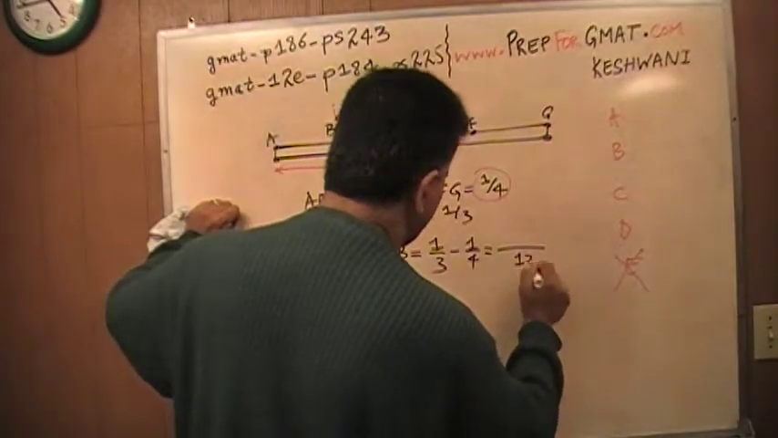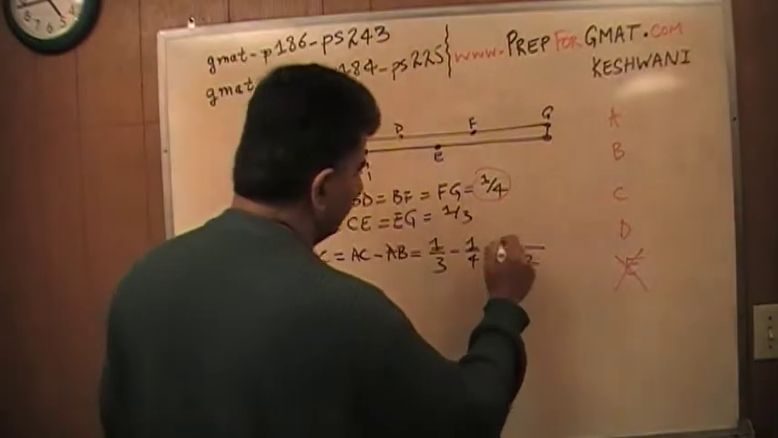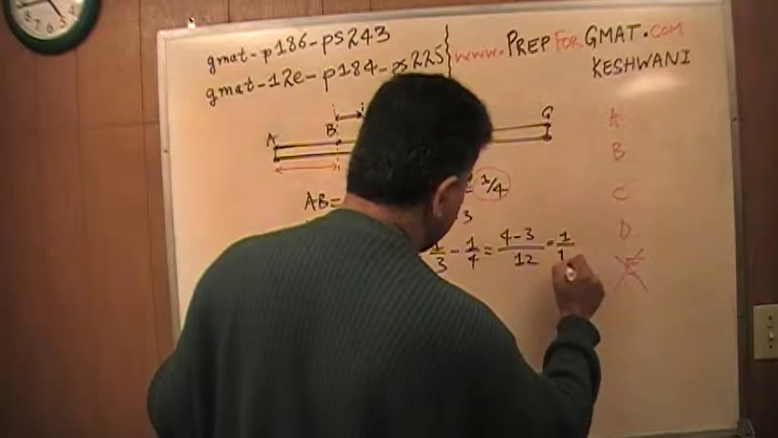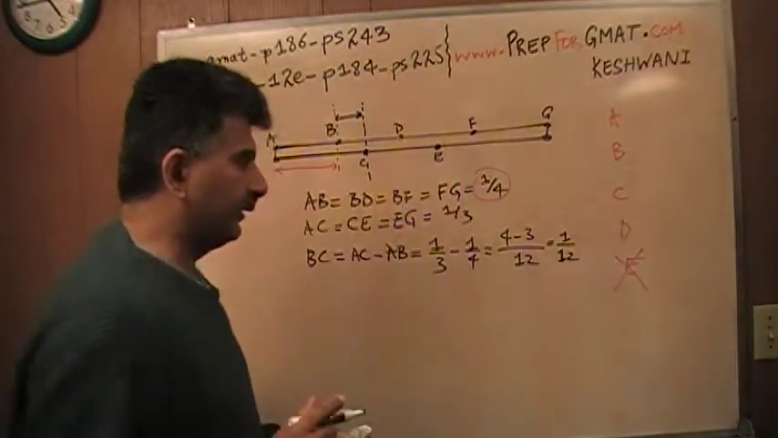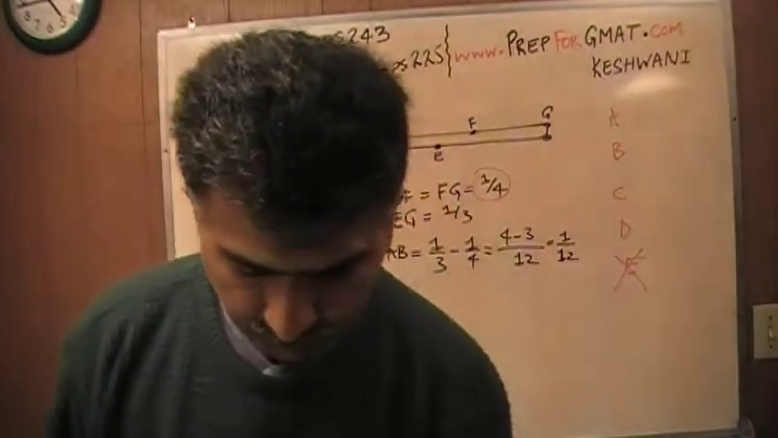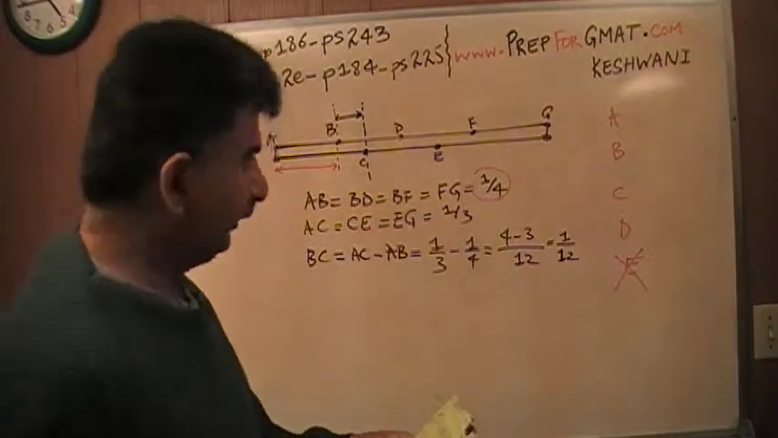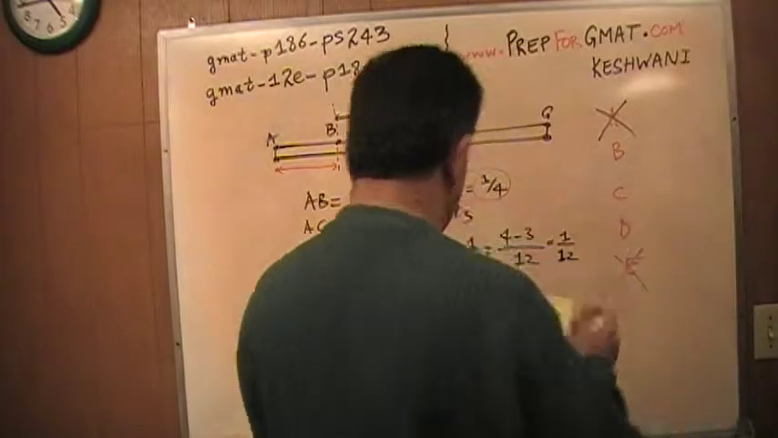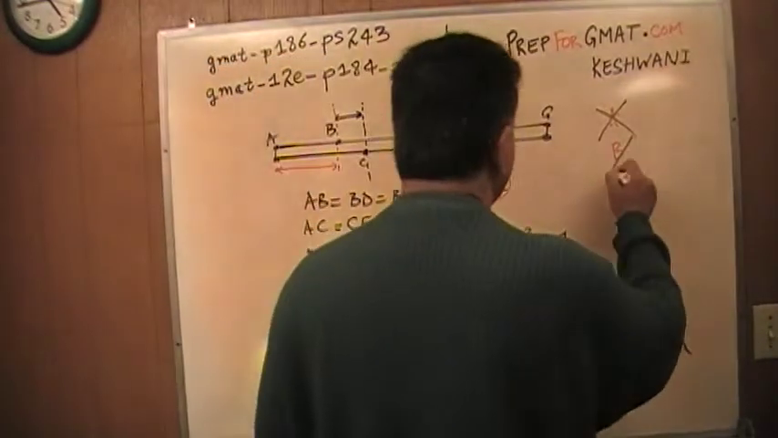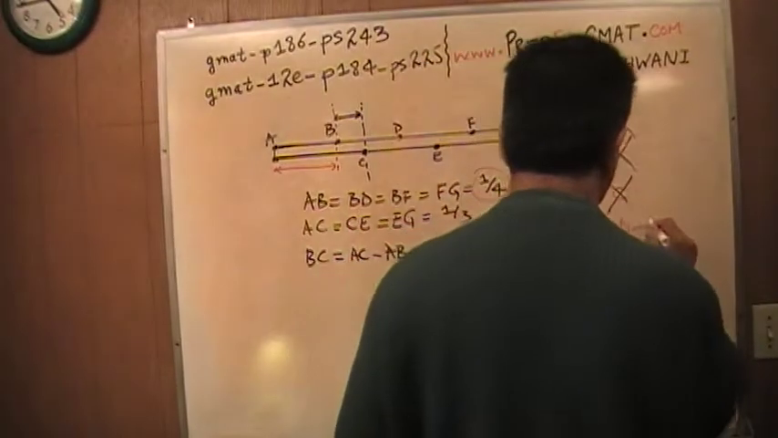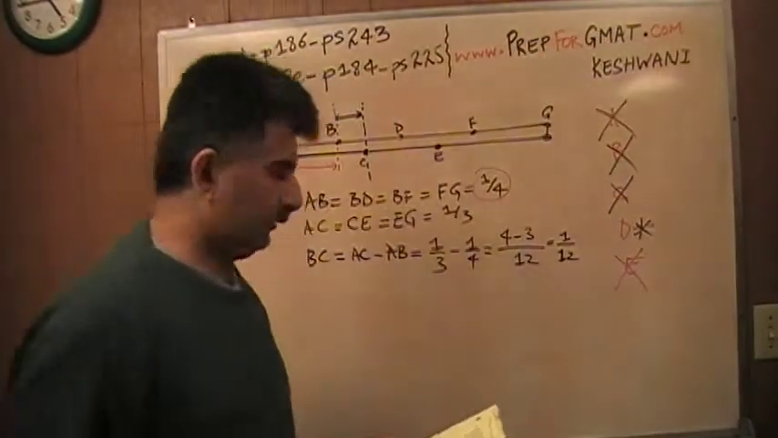Common denominator is 12. 12 goes into 3 four times, and 3... Oh, there we go. That's going to be our second cut, which means the answer choice, whatever the correct answer choice is, has to have 1/12 in it. Well, that rules out A. That rules out B. That rules out C. Et voila! The answer is D. That's it.